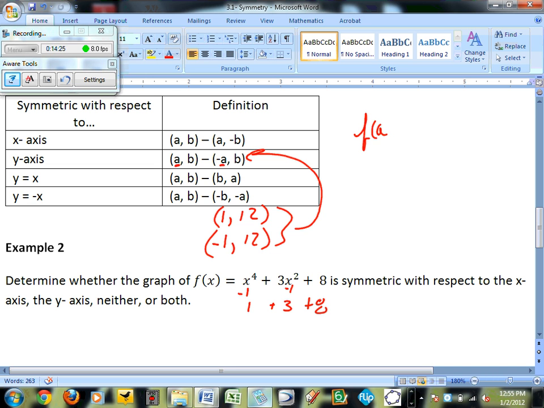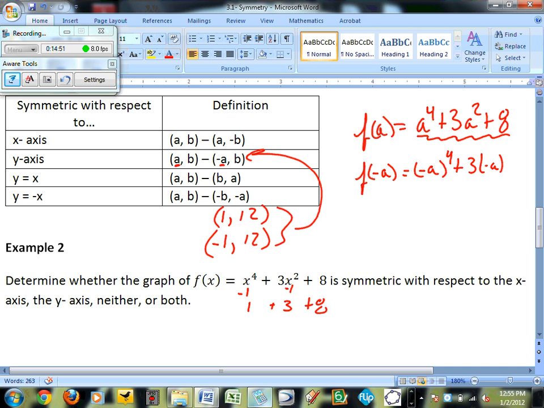F of a. If I plug in just a for x, I get a to the 4th plus 3a squared plus 8. And if it's symmetric to the y-axis, we know that if we plug in negative a and get the same thing for y, we know it's symmetric. So if I go negative a to the fourth power plus 3 times negative a squared plus 8, if we get the same thing, it's symmetric.